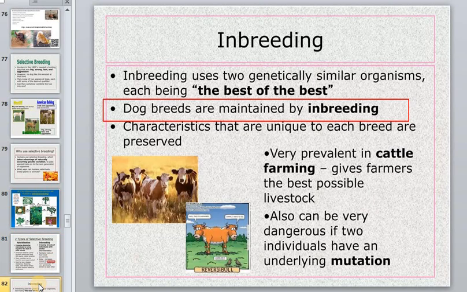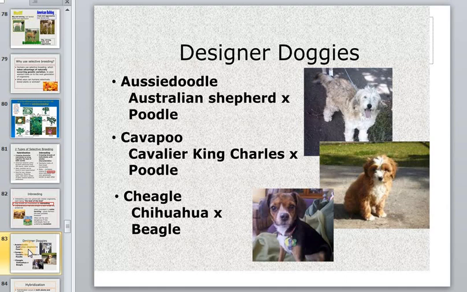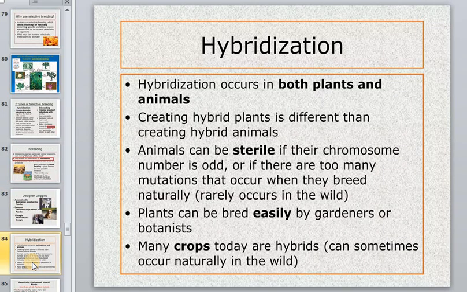In inbreeding, dog breeds are maintained by inbreeding, and here is the best of the best. We take the best of the best and do something, but sometimes we just get a mutation, and it's not very good, and can also be very dangerous in this case. And here are designer dogs, an example in dogs. Here we take some and make a hybrid, and sometimes use inbreeding.